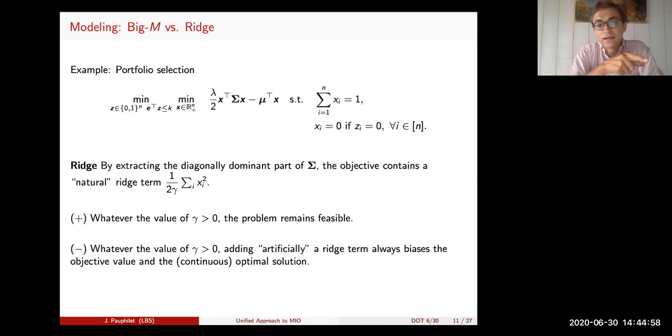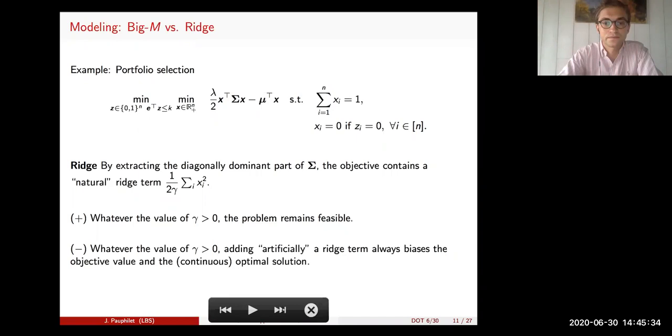The downside is that if, for example, some of the eigenvalues of sigma are zeros and I added this ridge term artificially, then whatever the value of gamma, even if gamma is very high, the objective value will be biased. As a result, the optimal continuous solution would be biased as well. But what I would like to emphasize here is that the optimal discrete solution won't be changed if gamma is high enough, because it's discrete, so there's only a finite number of potential solutions.